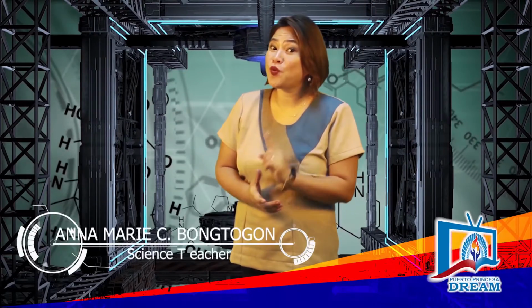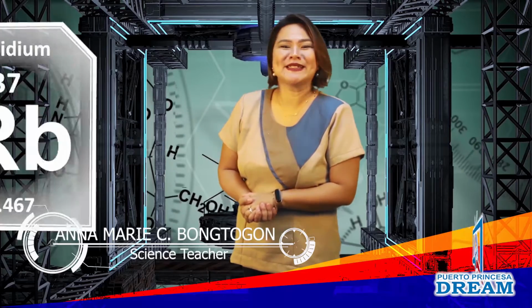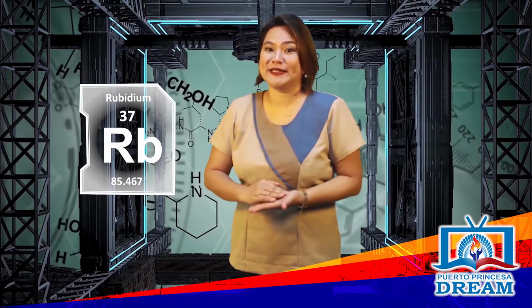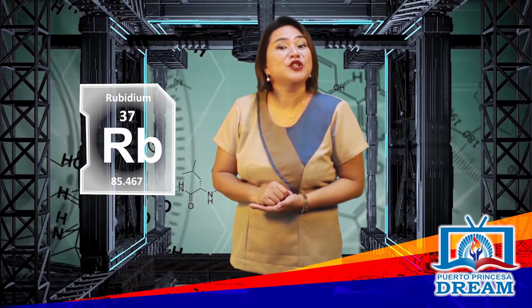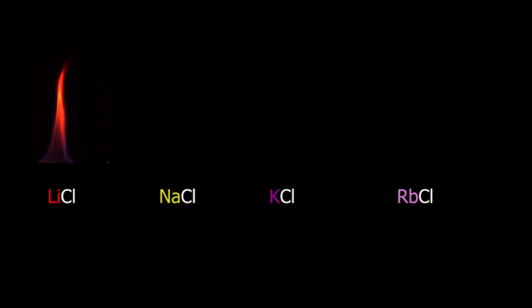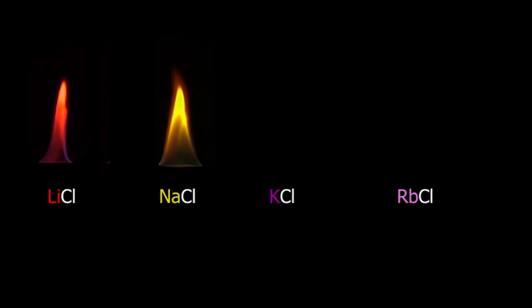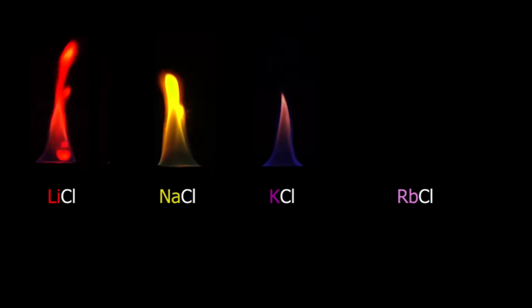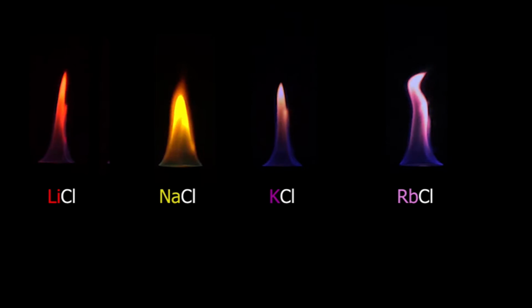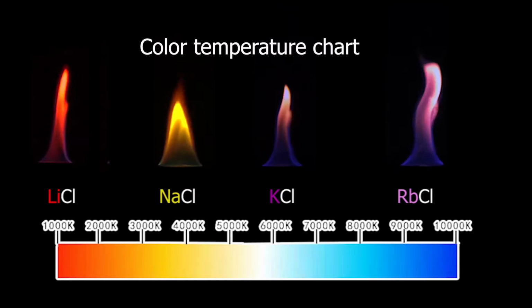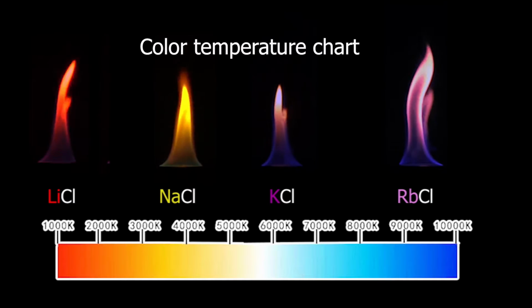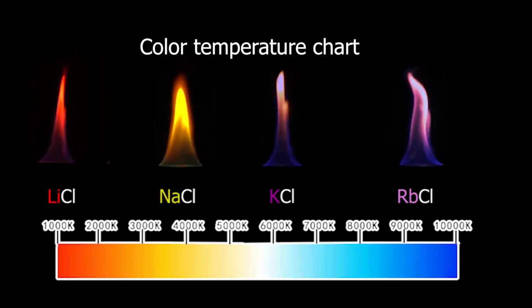Can you tell which one? Yes, you are right. Rubidium. A flame test can attest to elements' energy levels. Check this out. Lithium glows red, while sodium glows yellow. Potassium glows violet, and rubidium glows violet to white flame. If you check the color temperature chart, you can tell that lithium has the lowest energy level, while rubidium is the strongest one.